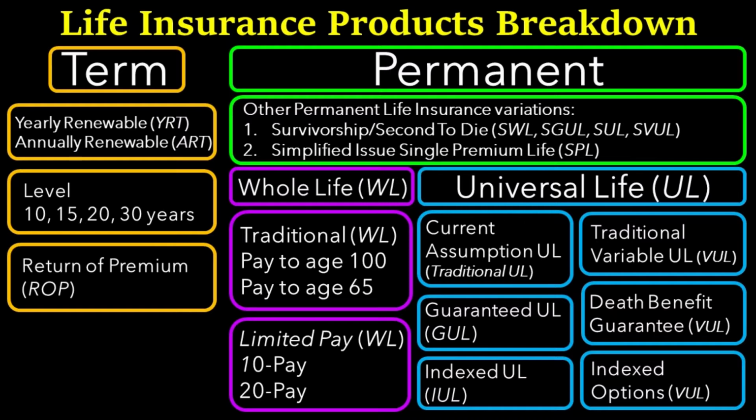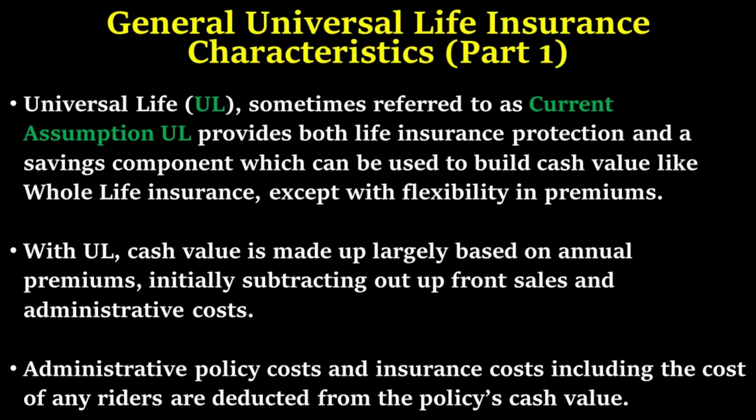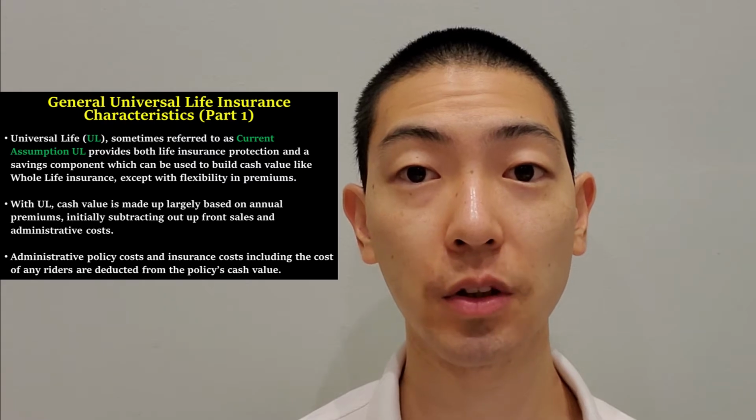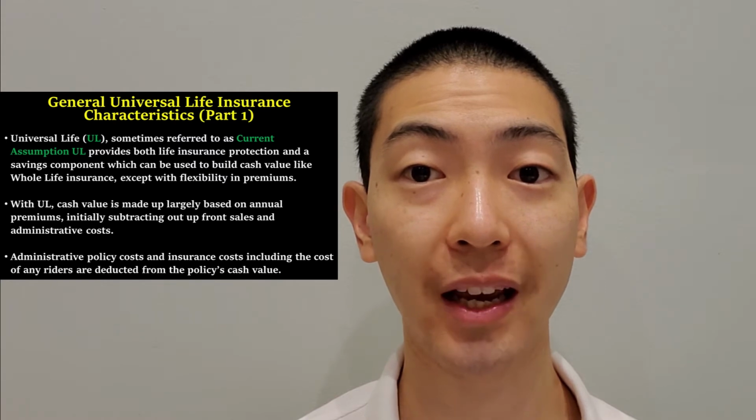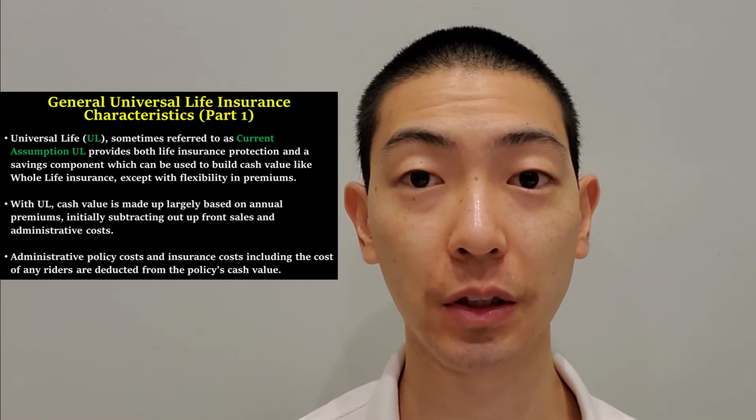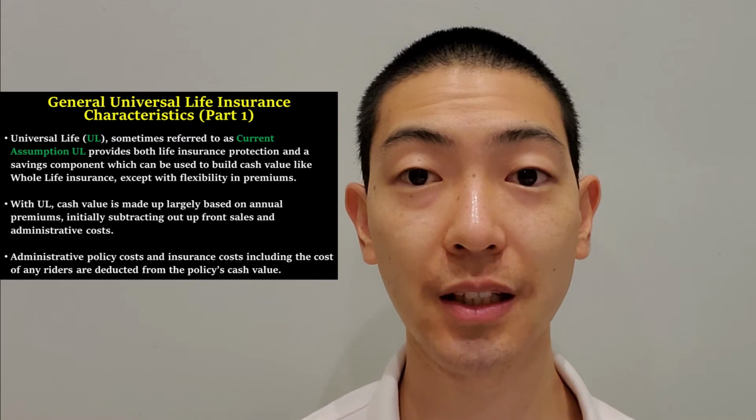In this video, I'll be talking about the remaining universal life products and how they work, along with who they are and are not suitable for. Here are some general characteristics of universal life insurance. Universal life, or UL, sometimes referred to as current assumption UL, provides both life insurance protection and a savings component which can be used to build cash value like whole life insurance, except with flexibility in premiums.